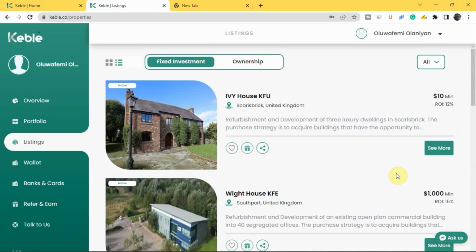And one thing you need to know is that this ROI is for 1 year. So that means if you have 12% ROI, it means you earn 12% in 1 year. If you have 15% ROI, you earn 15% in 1 year. If you have 30% ROI, you earn 30% in 1 year.